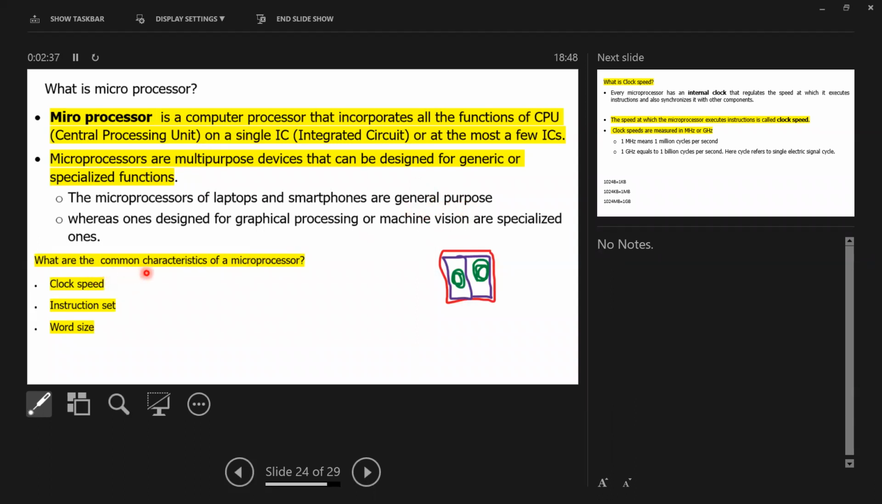What are the common characteristics of a microprocessor? If we have a microprocessor, there is a clock speed. That means the speed of the process per second, how many cycles, how many processes can be done.